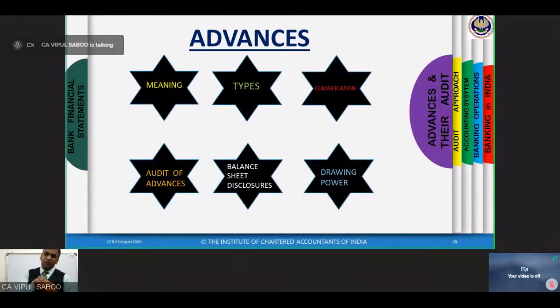Now, as I told you, the heart and soul of the banking industry is the advances, the loans, right? And then let us move further. We are going to learn the meaning of advances. We know it in a general sense, let us go technical and professional. What are the various types of advances? And believe me, it's very interesting. We are going to enjoy it. It's very interesting, very knowledgeable. The classification of advances. What is drawing power? This DP, this two-letter word is really important in the case of banks. Then how to disclose it in the balance sheet and how do you audit the advances.